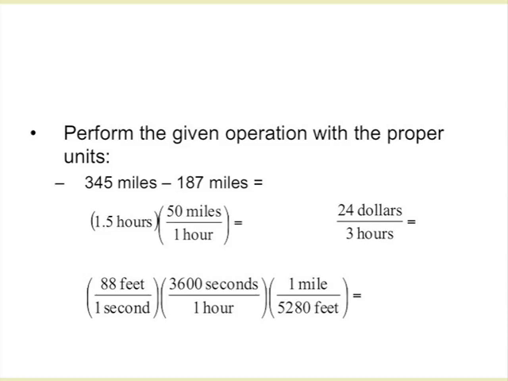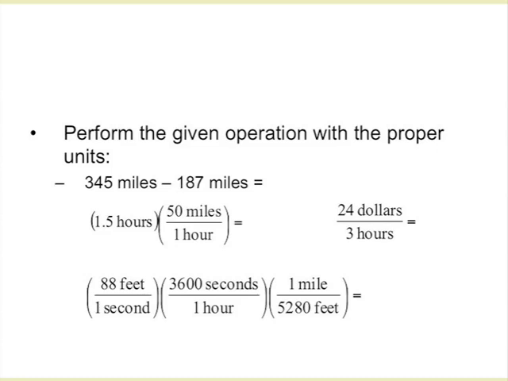Okay? So when we are adding or subtracting, we need to make sure we're talking about the same type of unit. I can do 345 miles minus 187 miles. Then I could be talking about some sort of distance. I need to go 345 miles. I've already gone 187 miles. So how much more do I have to go? That makes sense, okay? But they have to be the same units.